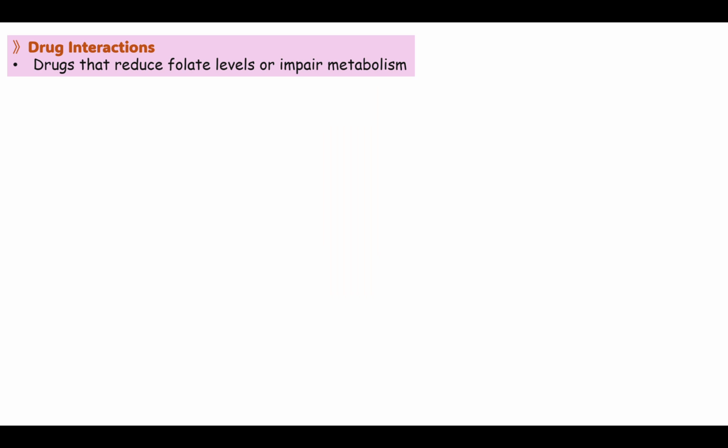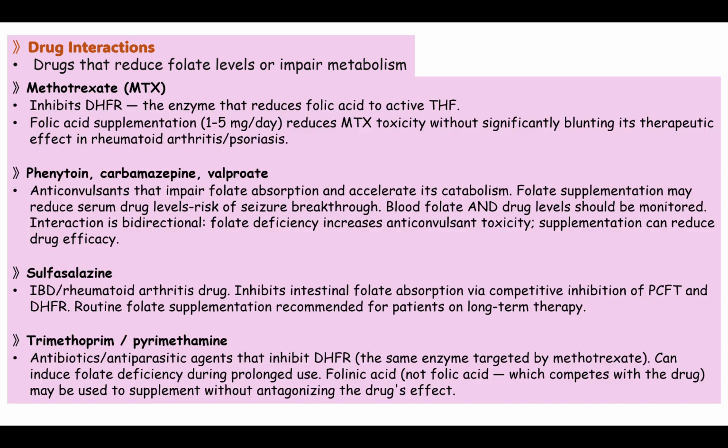Drug interactions are highly relevant in everyday clinical practice. Methotrexate inhibits DHFR, the enzyme required to reduce folic acid into active tetrahydrofolate. Supplementation with 1 to 5 mg of folic acid per day can reduce methotrexate toxicity in conditions like rheumatoid arthritis and psoriasis without significantly reducing therapeutic benefit. Phenytoin, carbamazepine, and valproate are anticonvulsants that impair folate absorption and increase folate metabolism. Folate supplementation may reduce serum drug levels, which raises the risk of seizure breakthrough. Therefore, both blood folate and drug levels should be monitored.